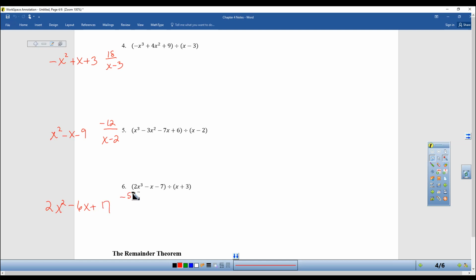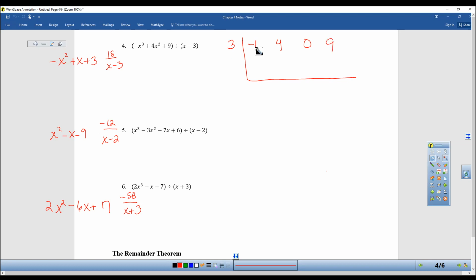How do I know that I can use synthetic? I know because each of them is just x plus or minus a number. All right, so number 4. I'm going to put outside the box a positive 3. It's always the opposite of what you see in there. And then I'm going to write down the coefficients. Negative 1, 4. There's no x term. Don't forget your 0. And then the number.